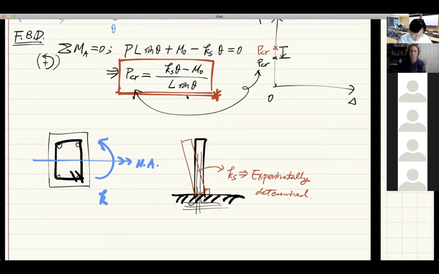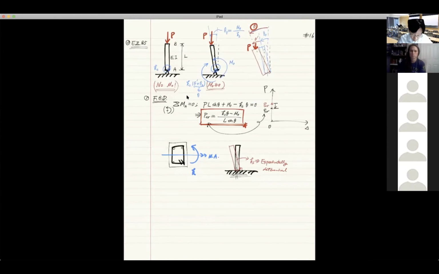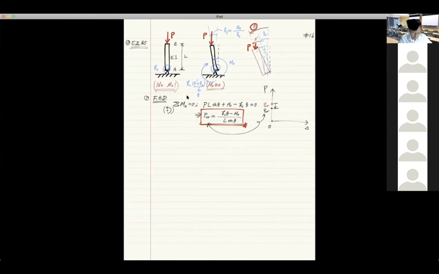All right, let's come back to here. Okay, let me try another example. So this is the case to show this effect. And let me try another example. This is example 6.